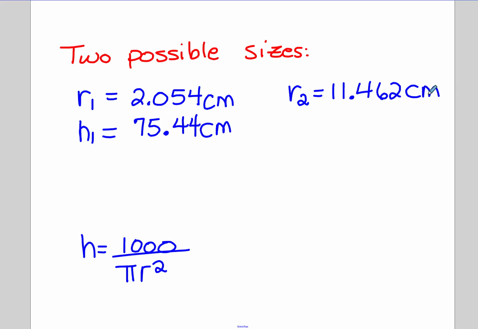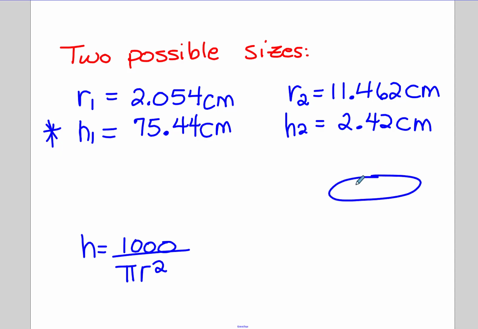And then the second can had a radius of 11.462 centimeters. And again, if I put this number into height, the height of the second can is about 2.42 centimeters. So this one would be a tall, skinny can, which is probably the size that the company would use, where this one would look like a tuna fish can, or a cat food can. It would be long this way and very short, where this one would be tall and thin. And if you've ever bought frozen orange juice, it would look something like that, most likely.